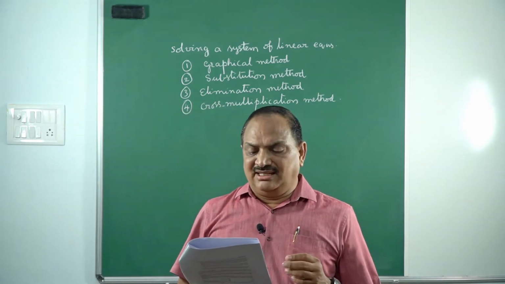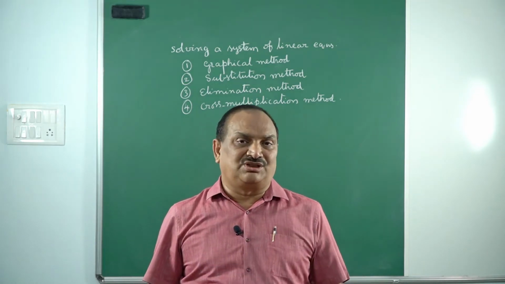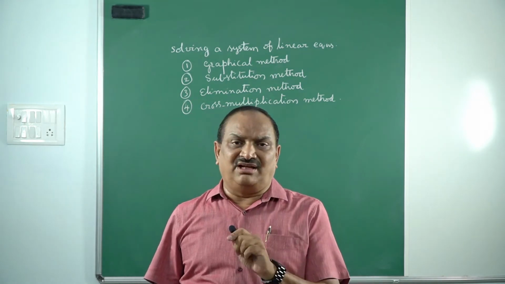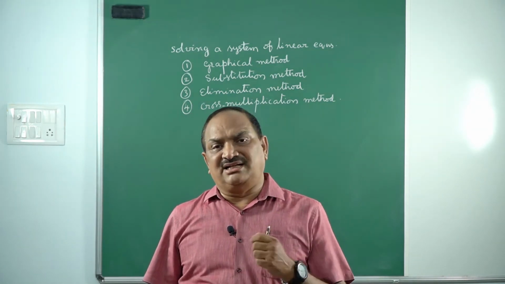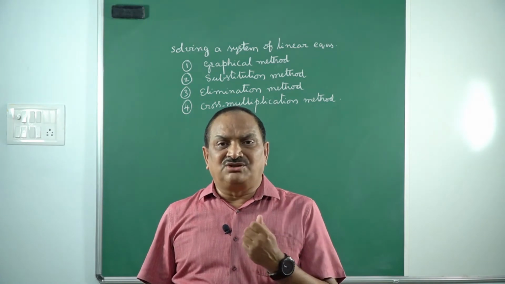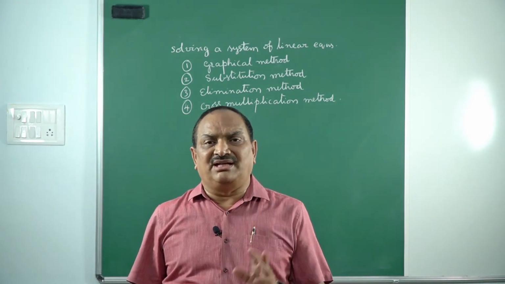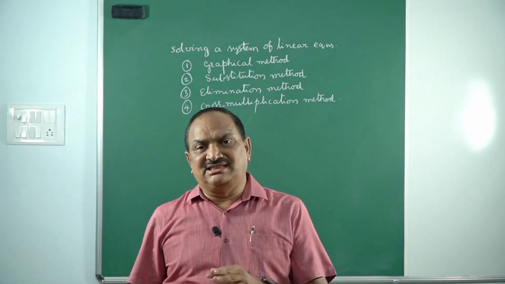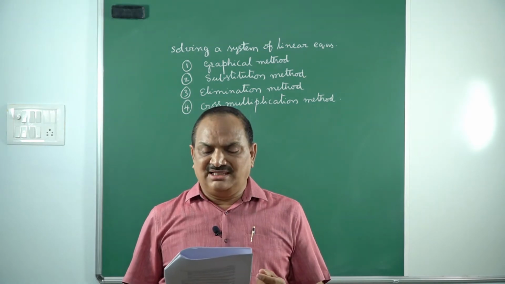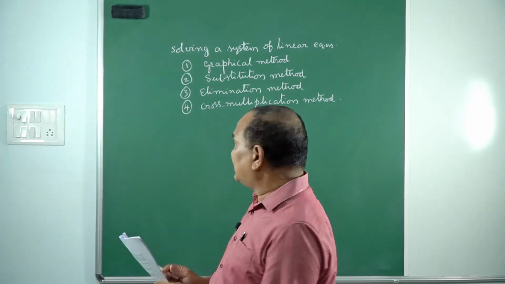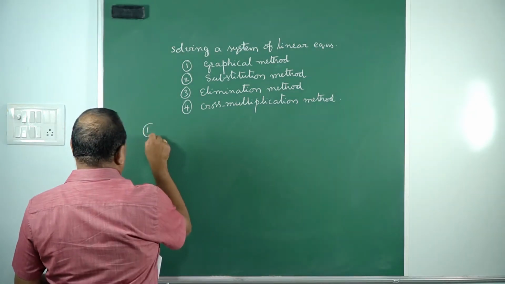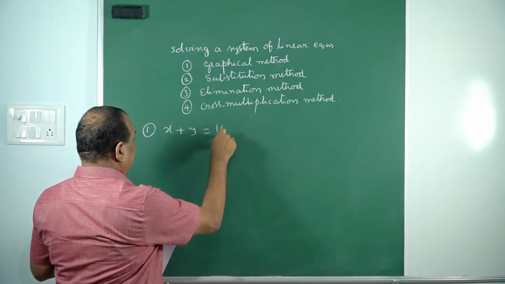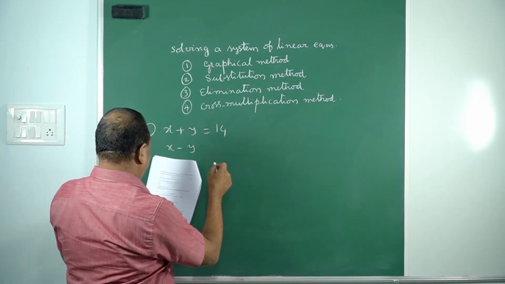And now I do the substitution method. Find the value of one variable in terms of the other variable, x in terms of y or y in terms of x. And by substitution, we eliminate one of the variables. In this substitution method, we eliminate y because y is written in terms of x. That's what we mean by the substitution method. Let us try to do a problem to understand this one. Suppose you have x plus y is 14 and x minus y is 4.